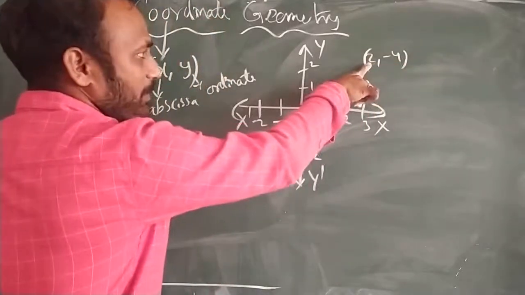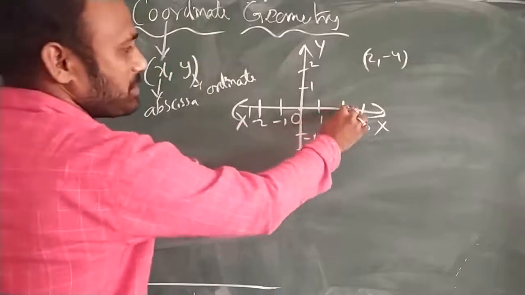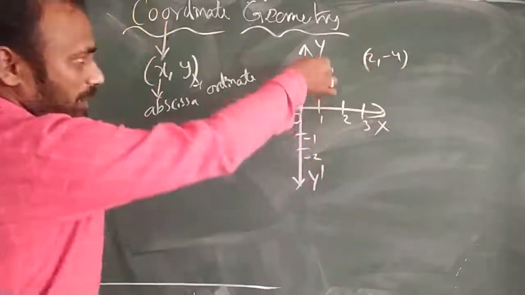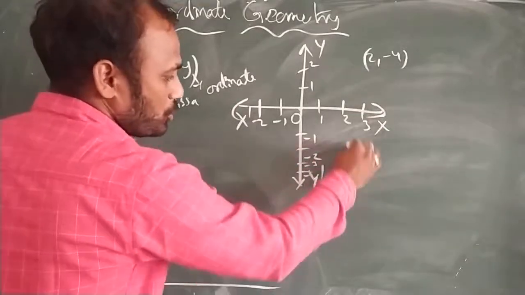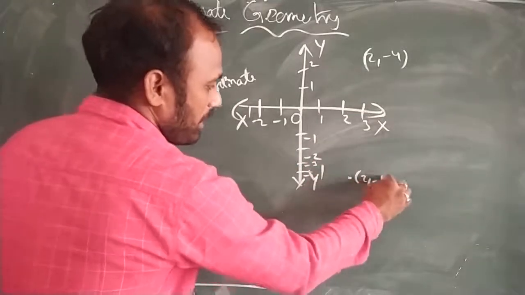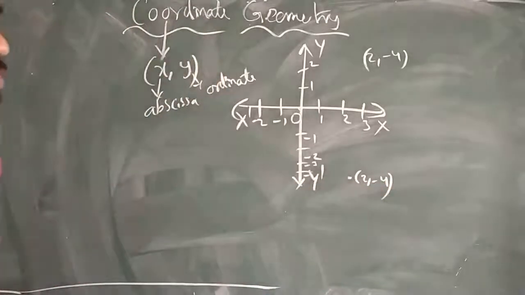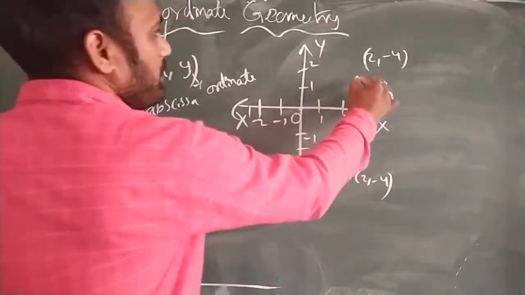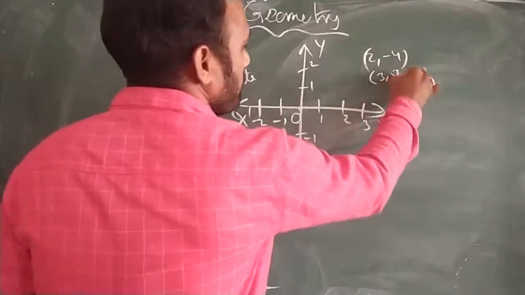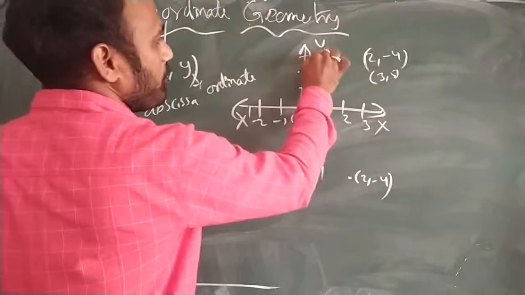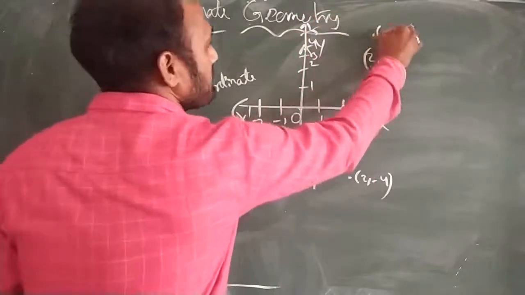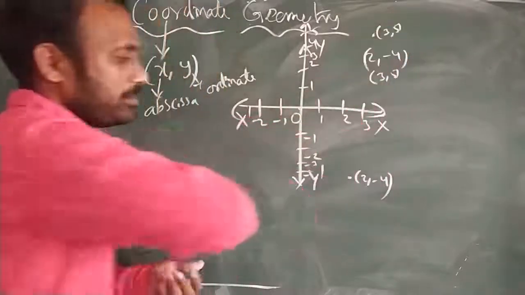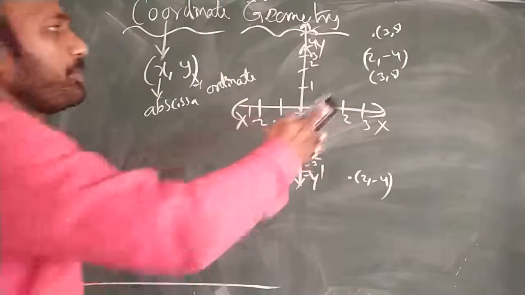If I want to locate 2 comma minus 4, x is plus 2, X is plus 2 means here it is, and y is minus 4. Y negative values are there down. So it is minus 3, here minus 4. So 2 comma minus 4, here the point lies. Now let us take another point, 3 comma 5. So 3, 4 and 5. Here 3 comma 5 is the point.